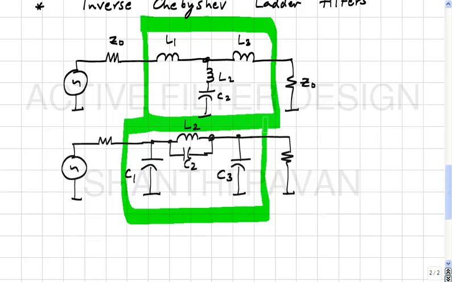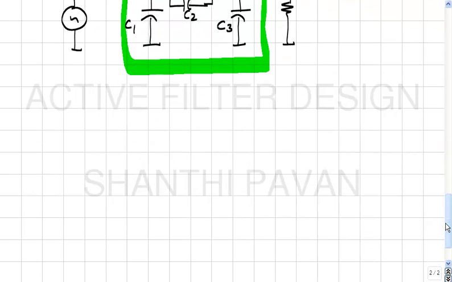So from the magnitude squared response, you can get the magnitude squared of the reflection coefficient. From the magnitude squared of the reflection coefficient, you will be able to get gamma of S, which will in turn lead to Zn of S, from which we now need to synthesize this network. So up to getting Zn of S, the procedure is the same as before.